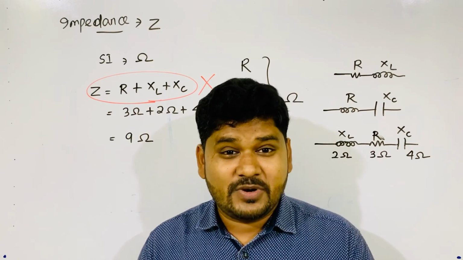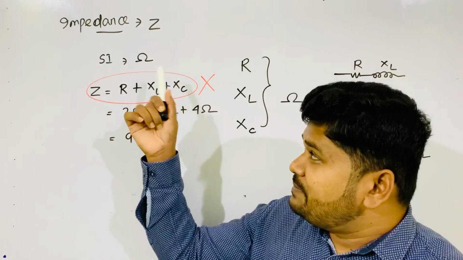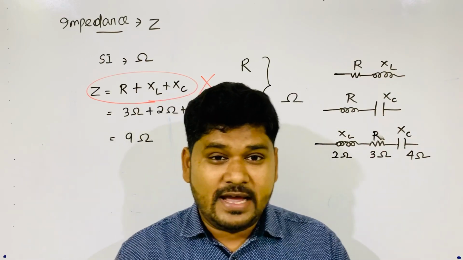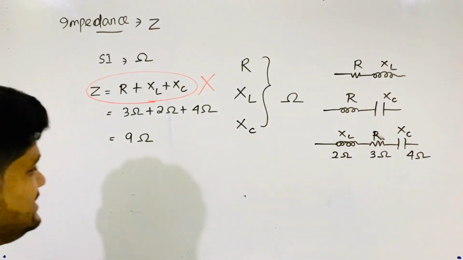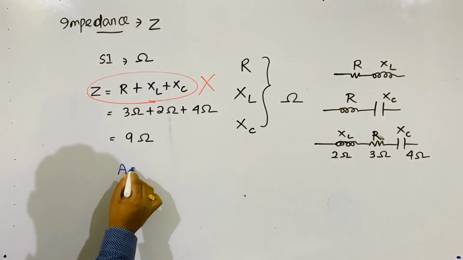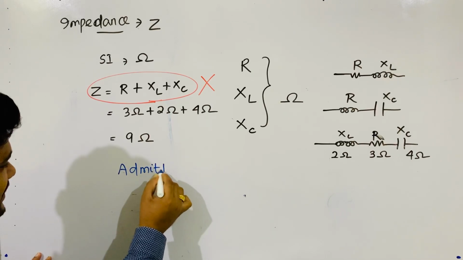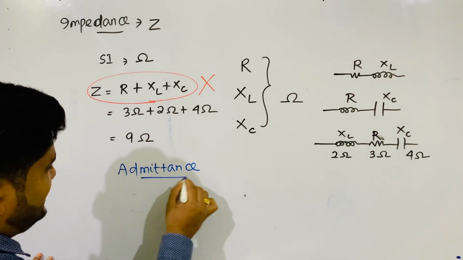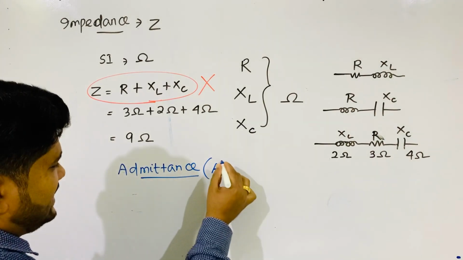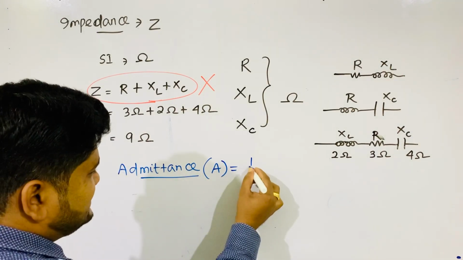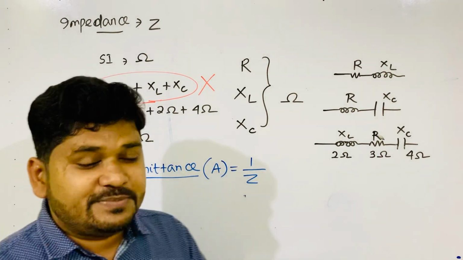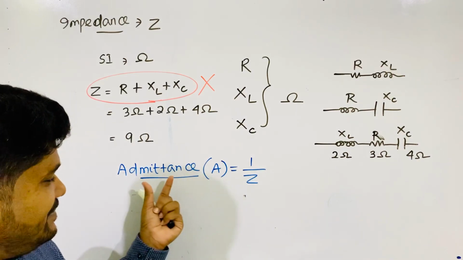Then what is the reciprocal of impedance? Now the question is coming to your mind. If you don't know, I will tell you. The reciprocal of impedance is called admittance. The symbol for that you can write as A. A is equal to 1 by Z. The reciprocal of impedance is called admittance.